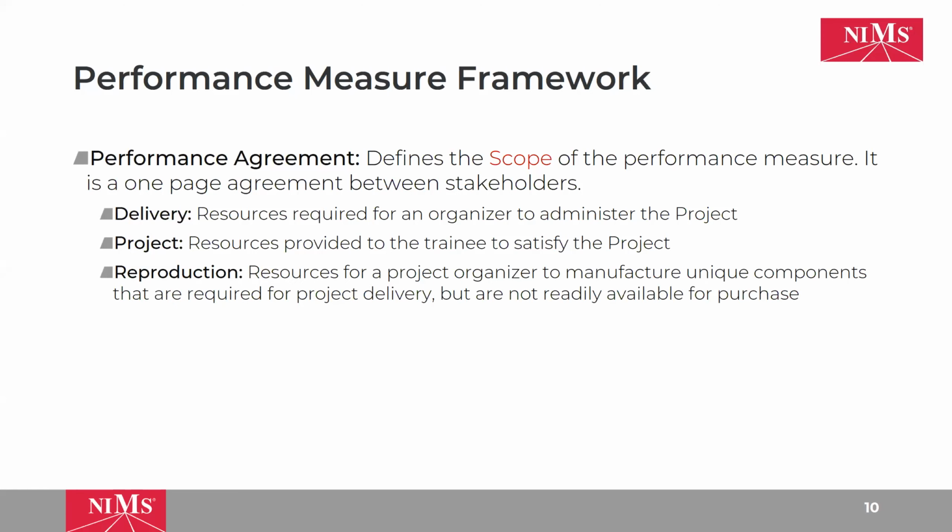Reproduction. Reproduction are resources for a project organizer to manufacture unique components that are required for project delivery, but are not readily available for purchase. So if there's some type of project that you are designing where it requires some type of fixture, then you need to have the artifacts to build that fixture. It's something that you need, but you can't go down to the Manhattan Supply Company and buy it. You have to build it. So you need all the artifacts for that.